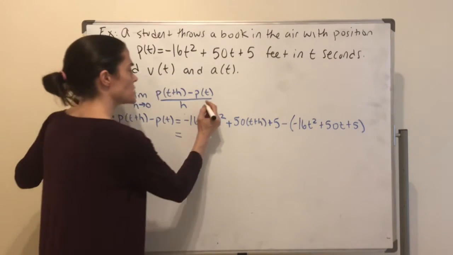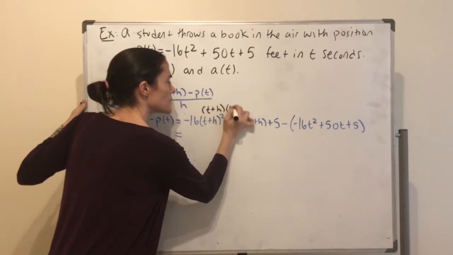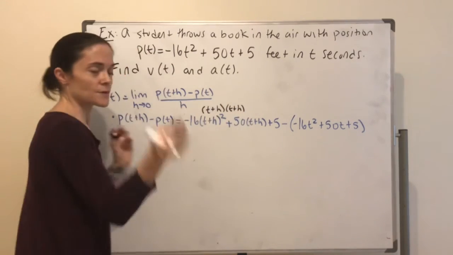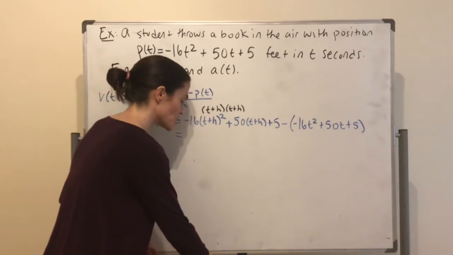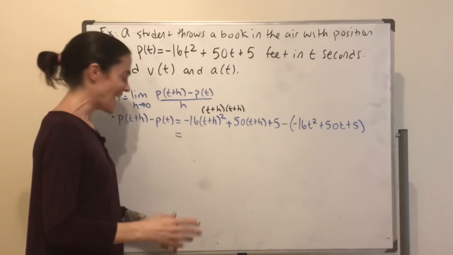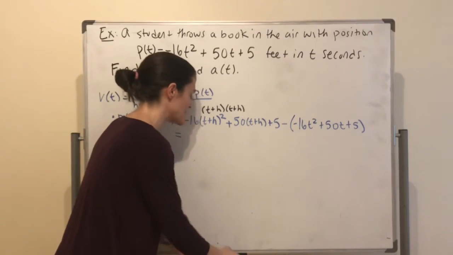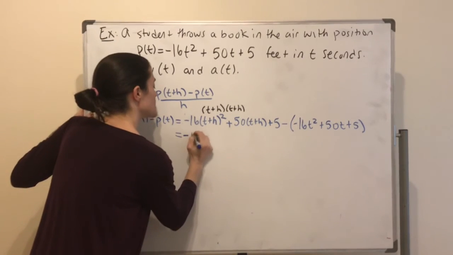And this amounts to, here, we first must multiply out. So t plus h squared is really t plus h times t plus h. We have a first, outer, inner, last, right? Make sure you don't just say it's t squared plus h squared, because that's not right. And that's a common mistake that I see. We have to actually multiply everything. So we have minus 16.